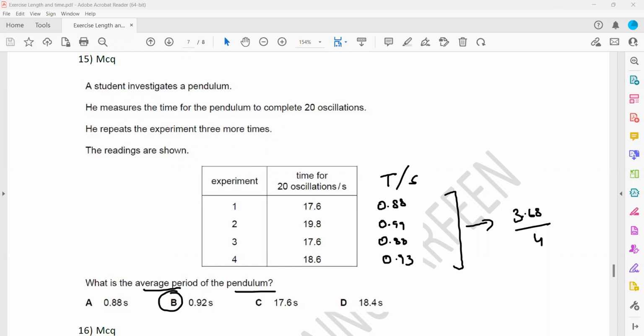If we take the average first and then divide, that will also be the same. It won't make a difference. If you first take an average and then divide the final average by 20, it will also give you the same result. It's the same thing, no difference.